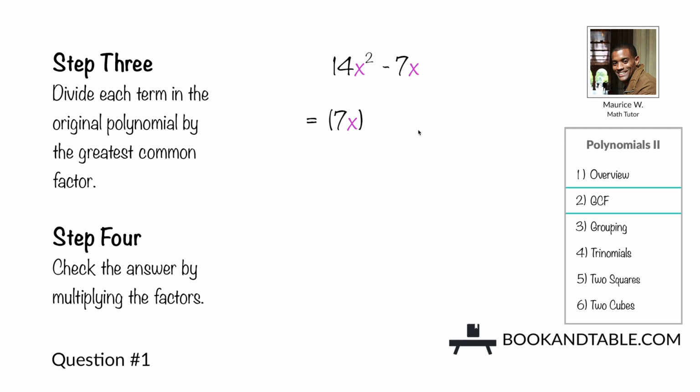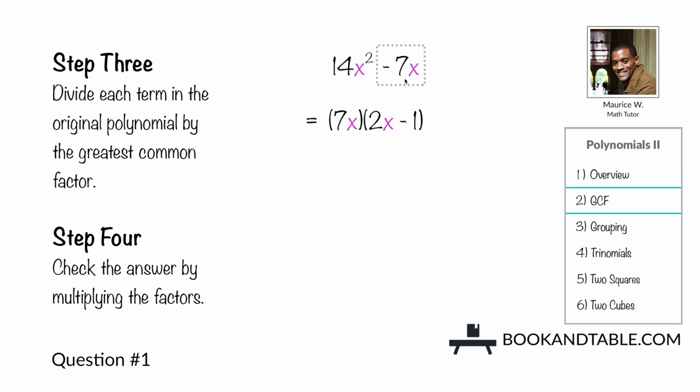To find the second factor of this expression, we want to divide each term in the original polynomial by the greatest common factor, 7x. When we do so, we get 14 divided by 7 is 2. X squared divided by x is equal to x. This exponent 2 subtracts this exponent 1 to give us an exponent of 1.